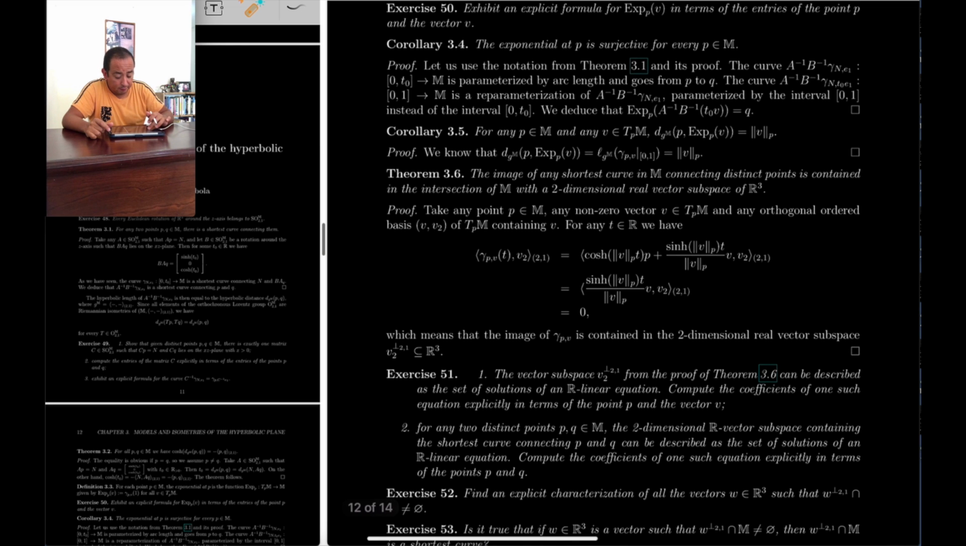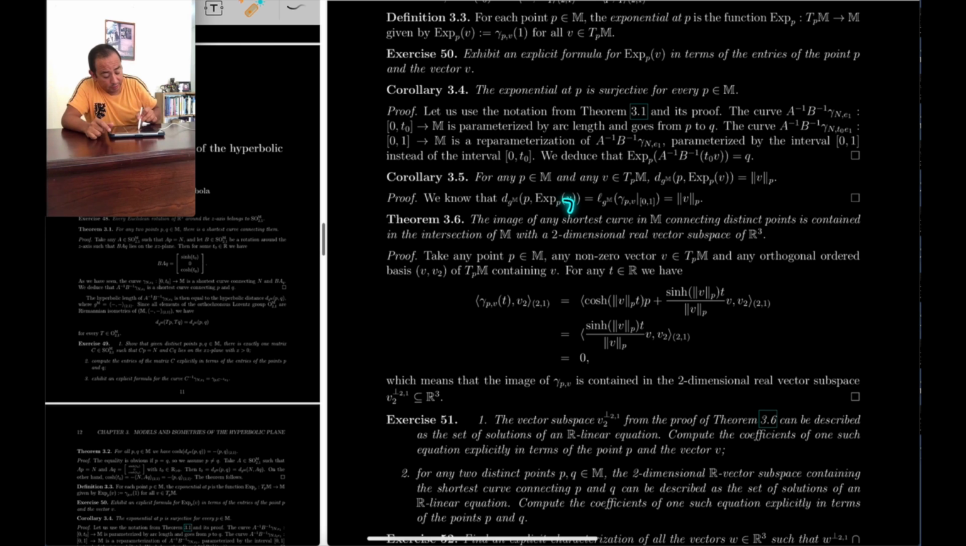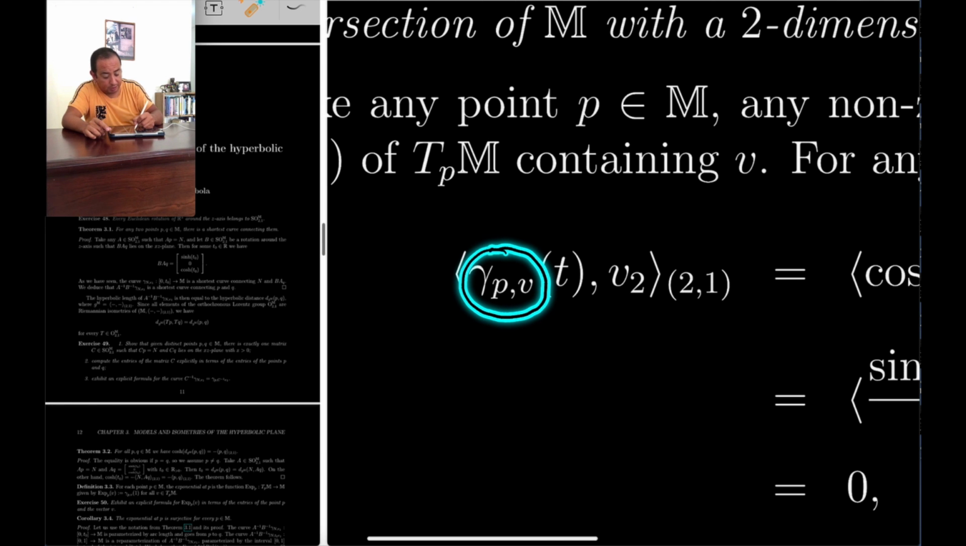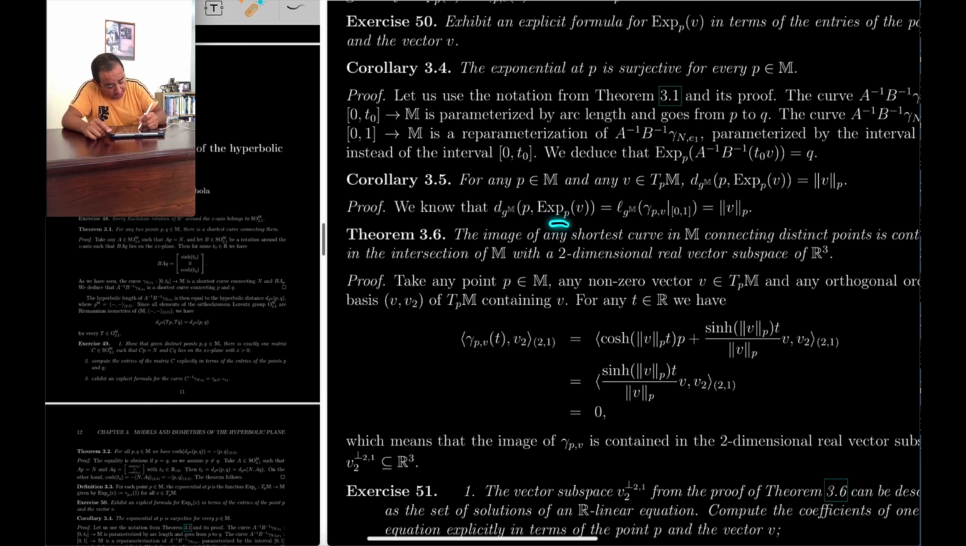Okay, and finally, let us show that the image of any shortest curve connecting distinct points is contained in the intersection of M with a two-dimensional vector subspace of R3. So here I'm going to show that if you give me one of these curves, its image is necessarily contained in a two-dimensional vector subspace. And of course, since I'm asserting this for any shortest curve, I am in particular saying that any shortest curve in the hyperboloid is of this form. So this I will leave you as an exercise.